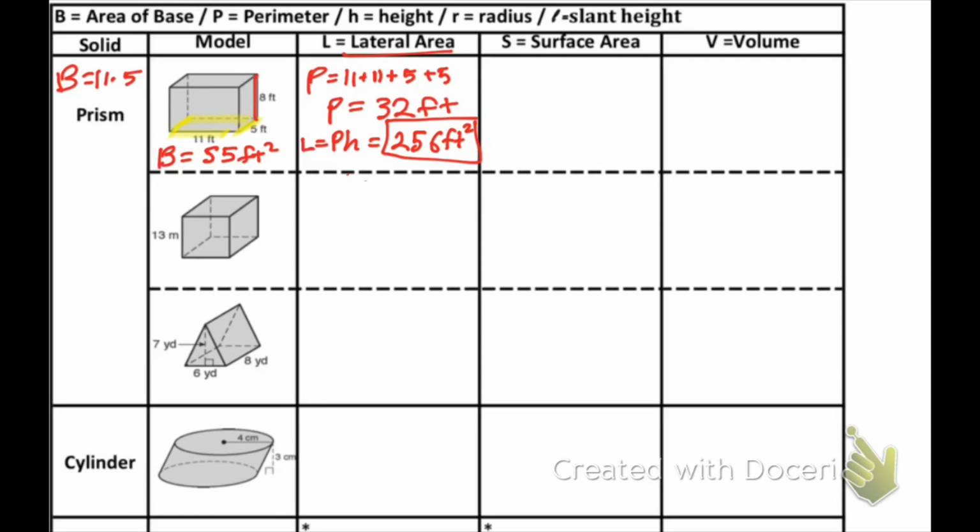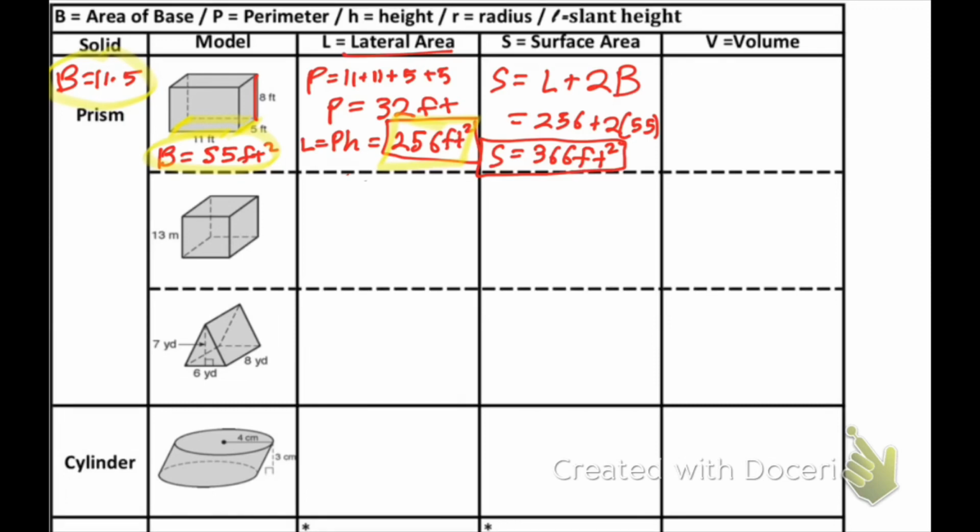Now let's calculate the surface area. The surface area is equal to the lateral area plus 2 times the area of the base. That gives me 256, which is the lateral area, plus 2 times the area of the base, which the area of the base we did at the beginning. That was 55 feet squared. So the surface area is going to be equal to 366 feet squared.